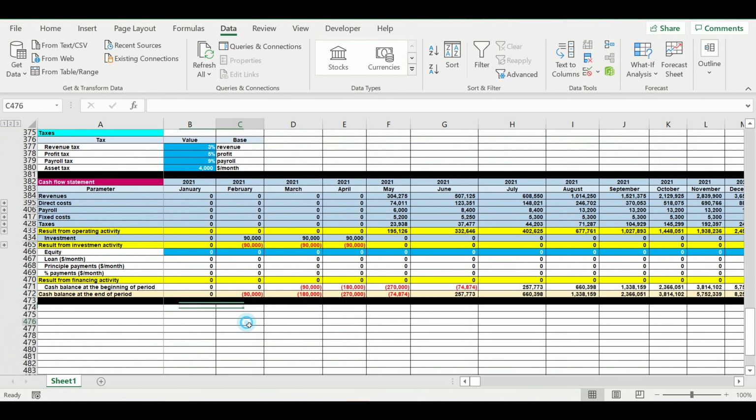So now we can see we have our cash flow statement done. We can see the total revenues, direct costs, payroll, fixed costs, taxes. We can see the profit. Now it's time for us to calculate the amount of financing that we need to start our business idea. This will be the topic of our next video.